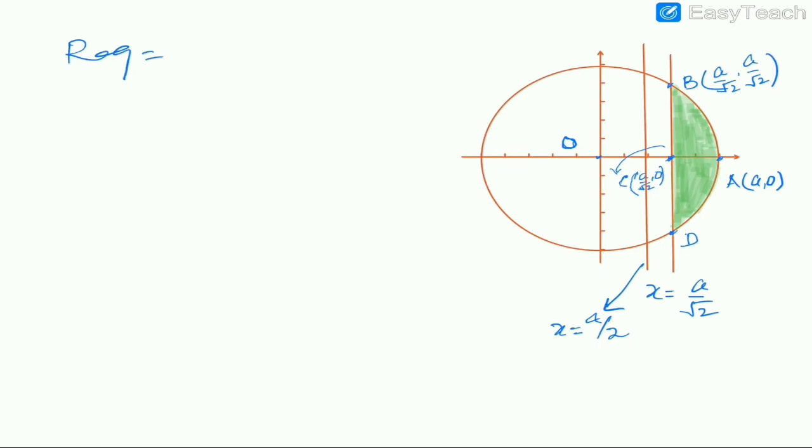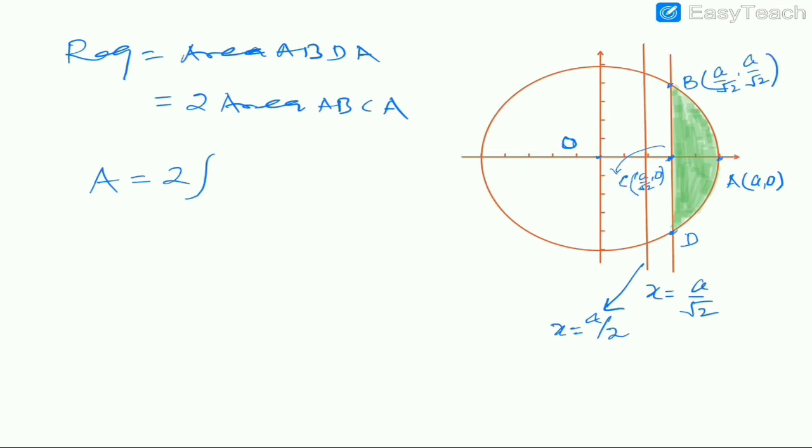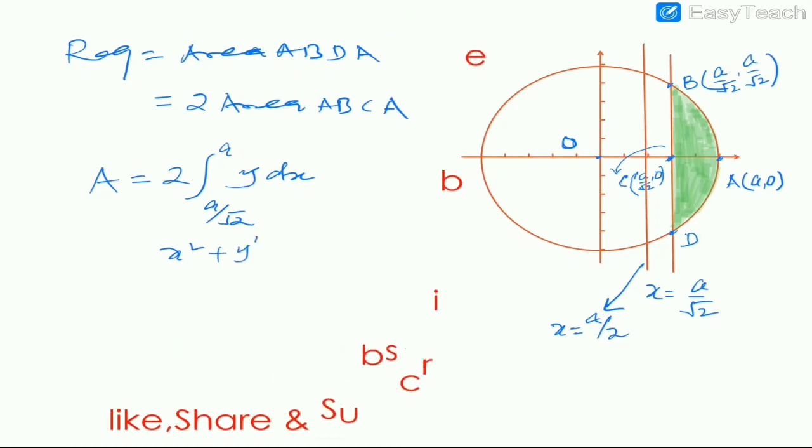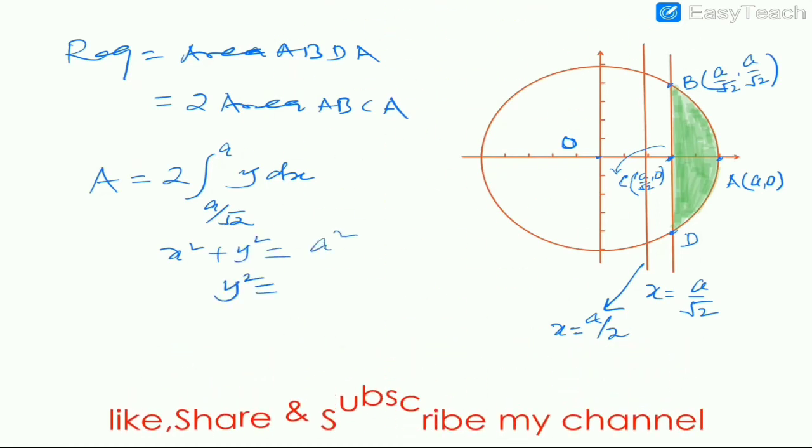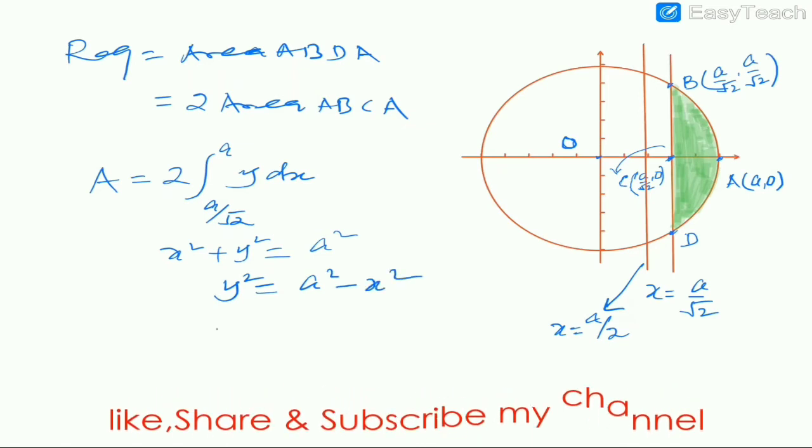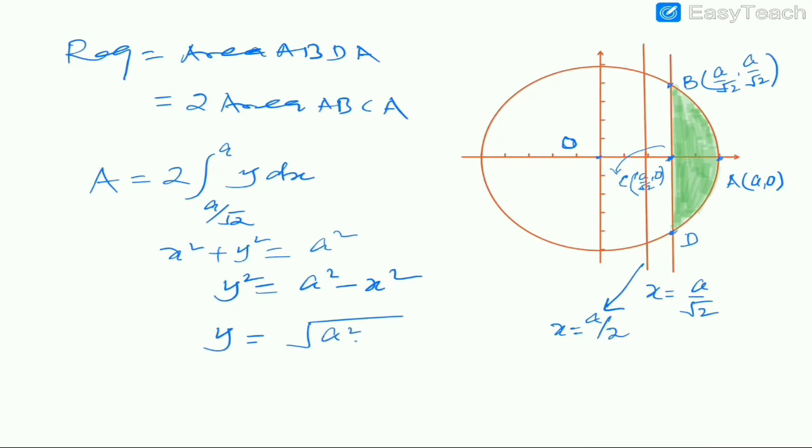Therefore, the required area is equal to the area bounded by the region ABDA. Since this green shaded area is symmetric about the x axis, we have to find two times the area ABCA. Therefore, the required area A is equal to 2 times the integration from a upon root 2 to a of y dx, and from the given circle x square plus y square is equal to a square, y square is equal to a square minus x square. We take the positive sign, so y is equal to square root of a square minus x square.